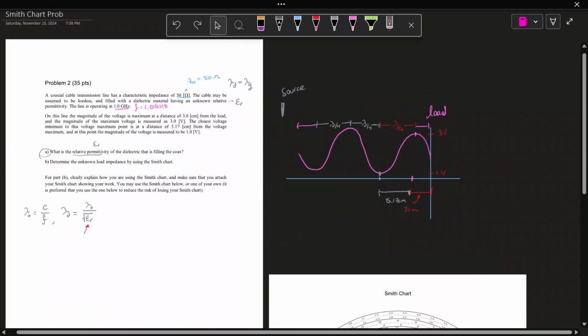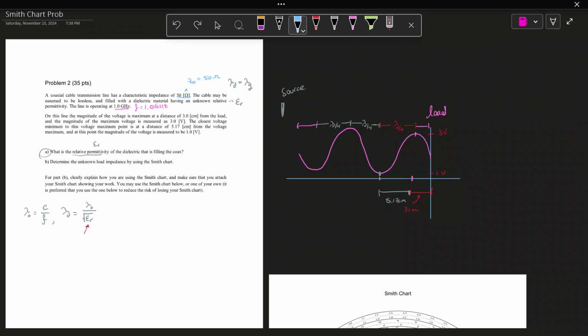Well, what is lambda d? We can use the fact that we know what lambda d over 4 is. We know lambda d over 4 is equal to 5.17 centimeters, and this is given to us in the problem. It says the distance from the max voltage to the minimum voltage is 5.17 centimeters.